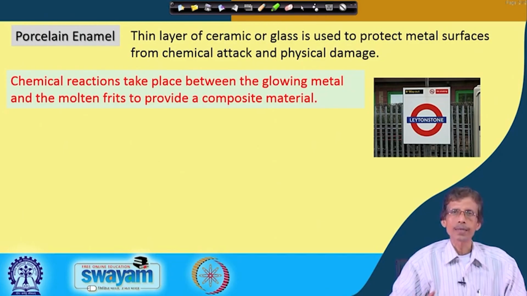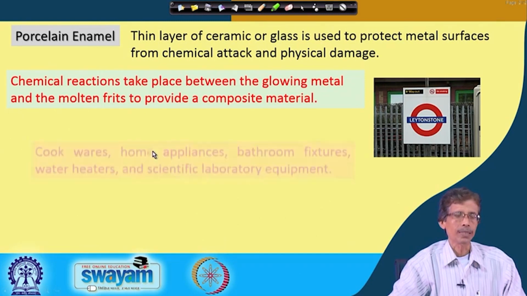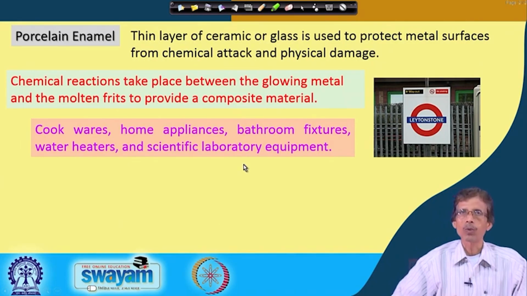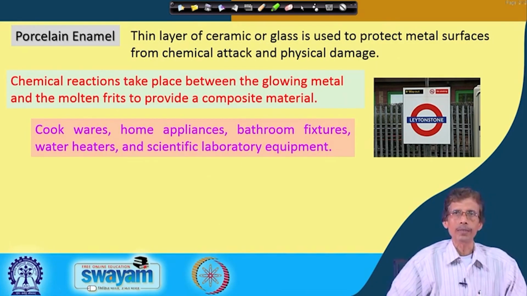Still we are using this. This business has gone down a little with the introduction of plastic material and other things, but it can have a good lifetime. So, material utilization for new purposes can be achieved through this particular composite material. What do we get? We get cookware, home appliances, different types of bathroom fixtures, water heaters basically, because it can withstand high temperature, and the most important one is scientific laboratory equipment.